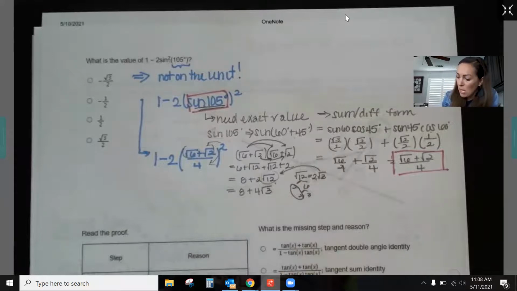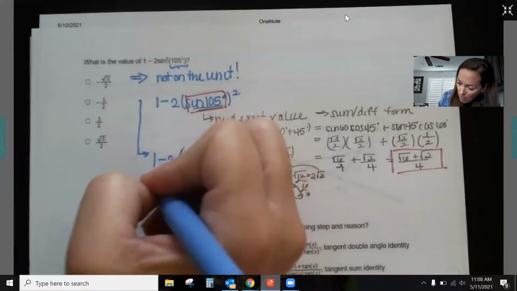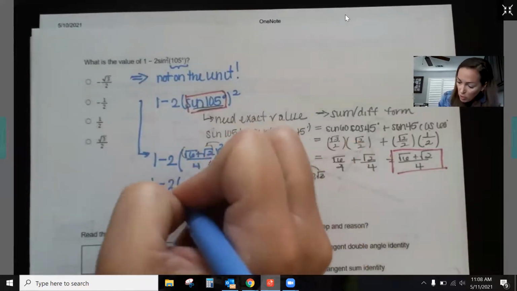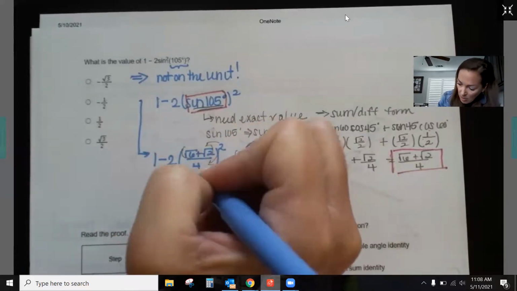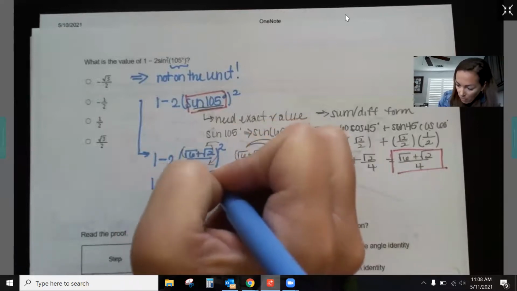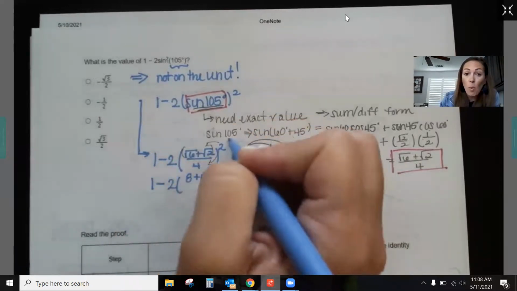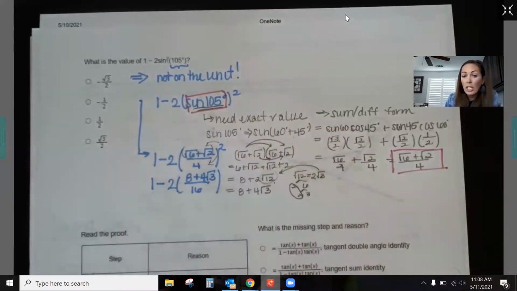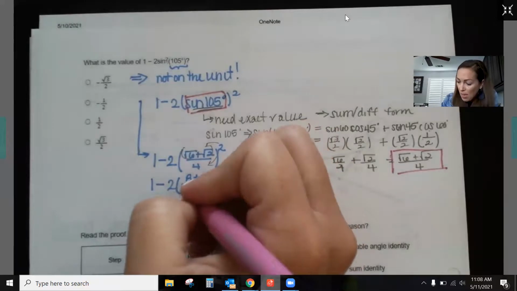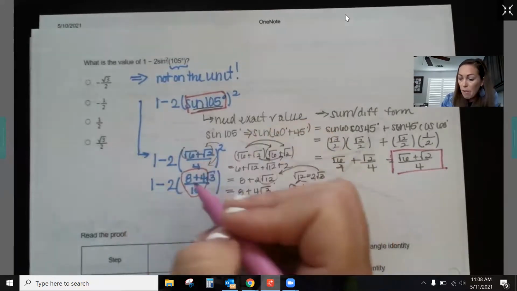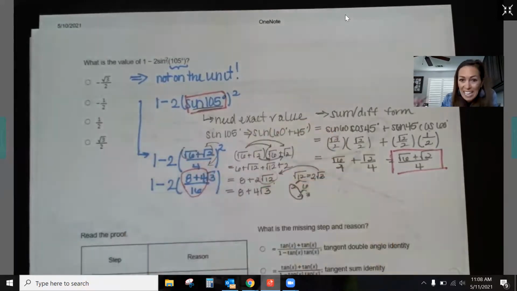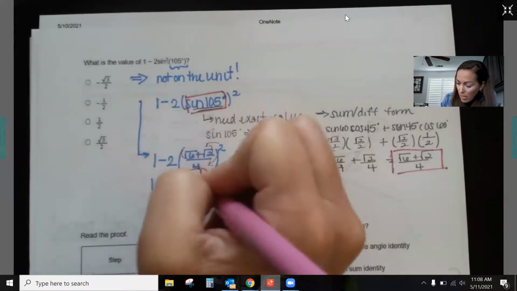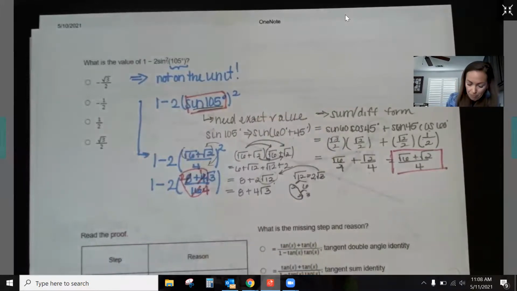So I end up with, now we're going to have 1 minus, so my numerator is going to be 2 times 8 plus 4 square root of 3. Don't forget it's 4 squared, which is 16. And if I look here, I have a common value. 4 goes into each of these, so I can simplify it. So this becomes a 2, this is just 1, and this is a 4.